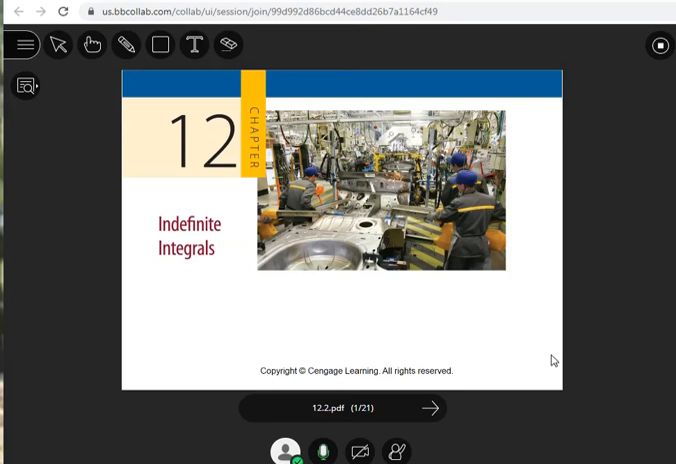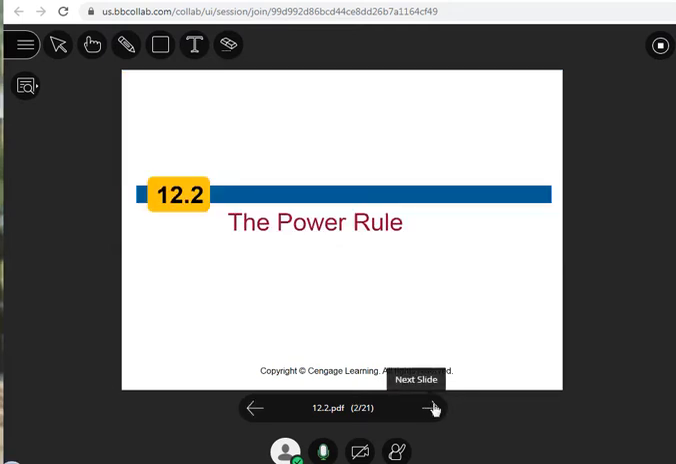Hi everyone, today I'm going to discuss indefinite integrals and how we can use the power rule. Last day we also discussed the power rule as an example. If we need to integrate x to the power n, we learned that it is equal to x to the power n plus 1 divided by n plus 1 plus some constant.